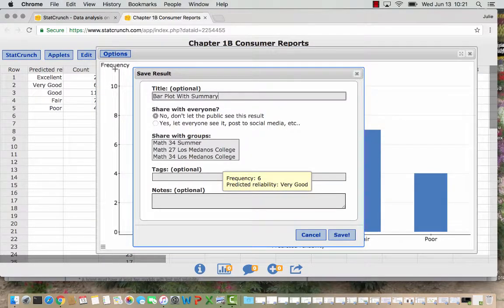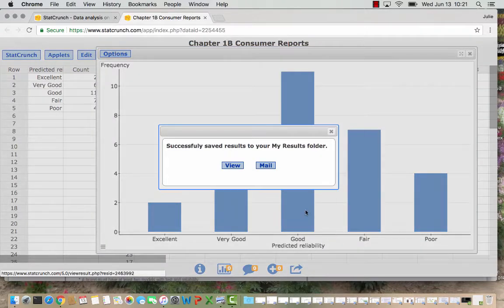Now in StatCrunch, if you want to save a graph, you can go to Options, Save, and then you can give it a title, bar plot with summary for consumer reports. I have some groups I've created. You don't have to share it with groups. If you want to just keep it for yourself, you say, don't let the public see this result. And then you click Save. And then you can mail it to yourself or you can view it.